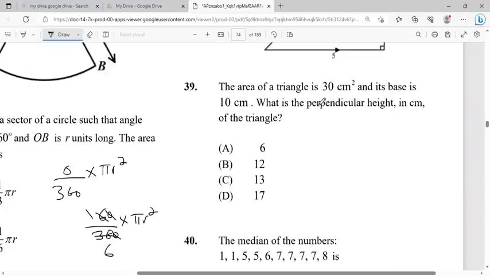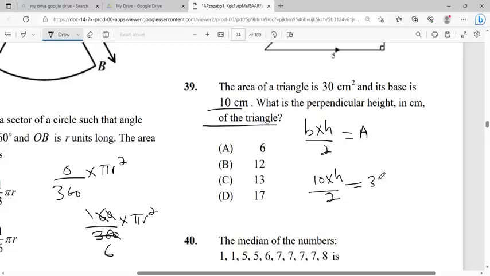All right, the area of a triangle is 30 centimeters squared, and its base is 10 centimeters. What is the perpendicular height of the triangle? So we find the area of a right angle triangle. Notice that's a perpendicular height. So it's the base times the perpendicular height divided by 2, and that gets the area, right? So I'm going to do it the other way now. We know the base is 10, we don't know the height, and we divide by 2. But we know it's supposed to equal 30, right?